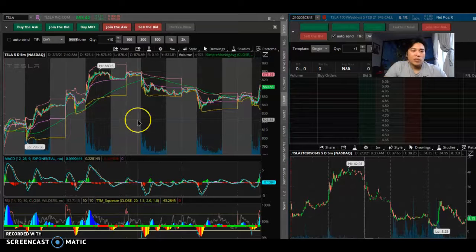And a lot of people say, hey, trading options is gambling. To me, it is not. It depends on how you interpret it. Depends on how you trade it, how you time it, how you spot the entry, and how you manage your risk and reward, right?